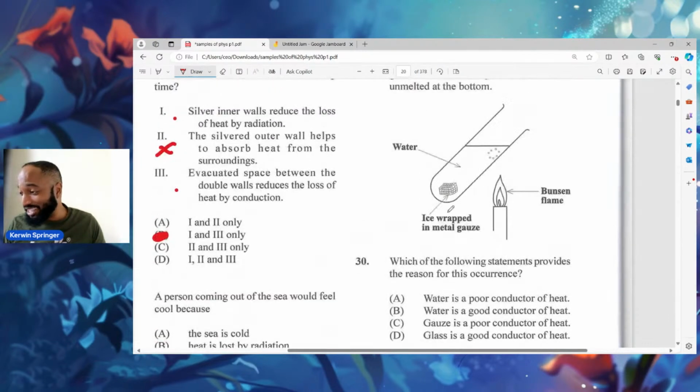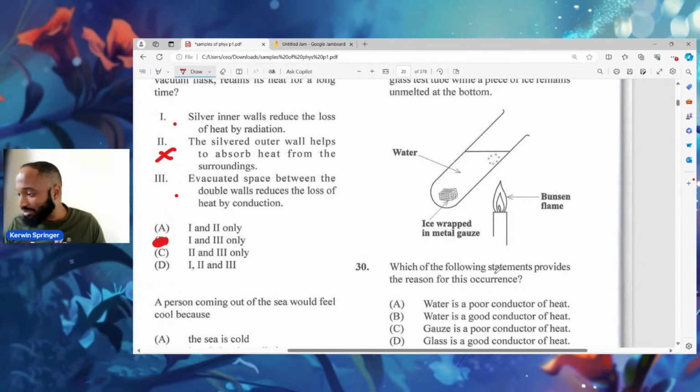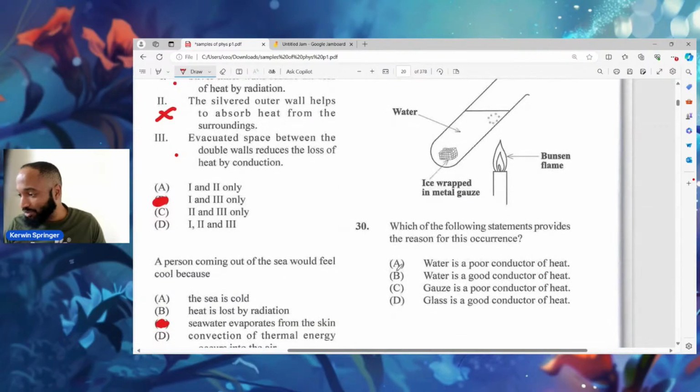Because, oh God, they just ask this question, right? Which of the following statements provides a reason for this occurrence? The answer is water is a poor conductor of heat. Water is a poor conductor of heat. You don't get this wrong, right?